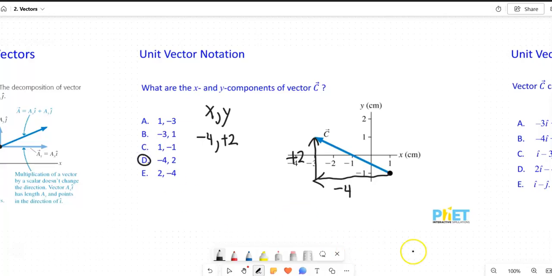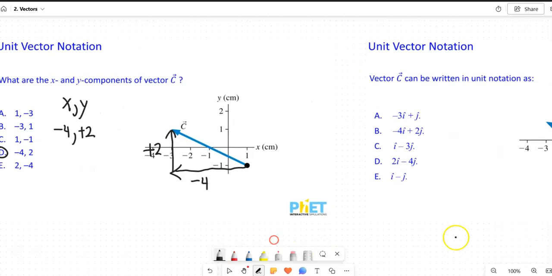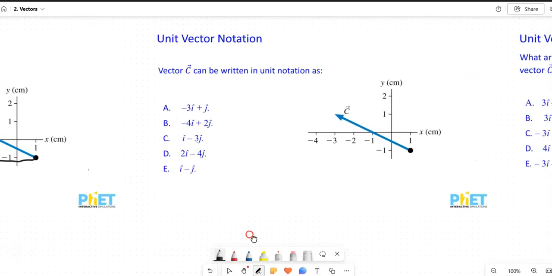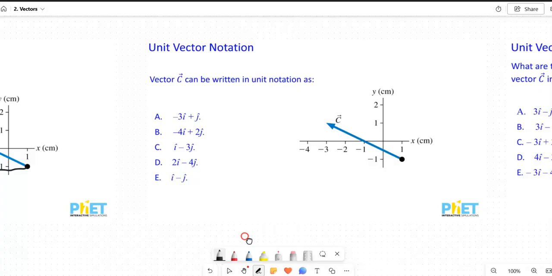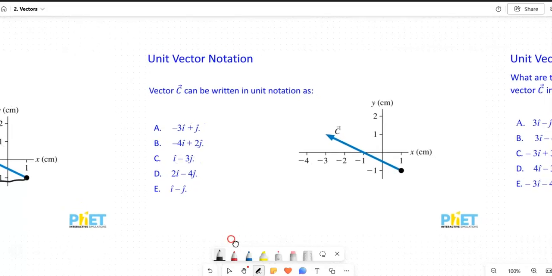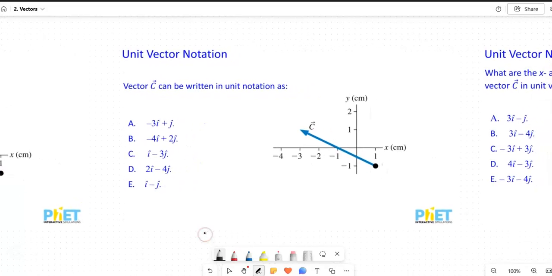All right. Now, using that, I want you to point out the same exact thing, but I want you to use unit vector notation. So what is C in unit vector notation? Please use your thinking from the last problem for this problem. Try this on your own. Pause the video now.